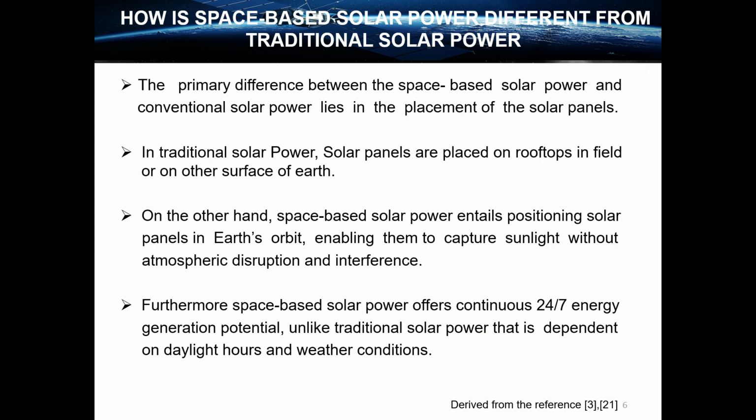How is space-based solar power different from traditional solar power? The primary difference between space-based solar power and conventional solar power lies in the placement of the solar panels. In traditional solar power, panels are placed on rooftops, in fields or on other surfaces of Earth. On the other hand, space-based solar power positions solar panels in Earth orbit, enabling them to capture sunlight without atmospheric disruption and interference.